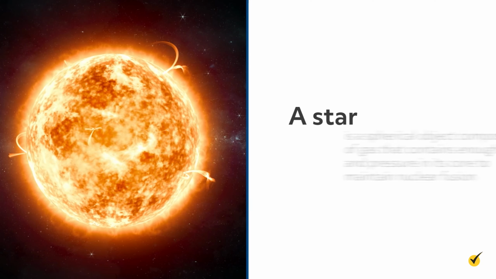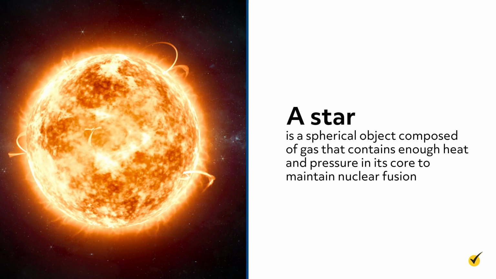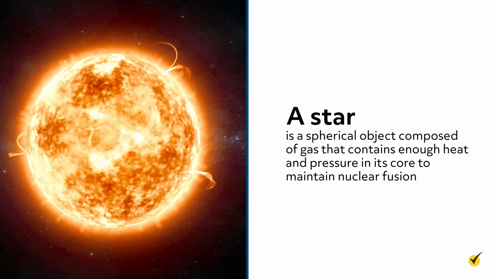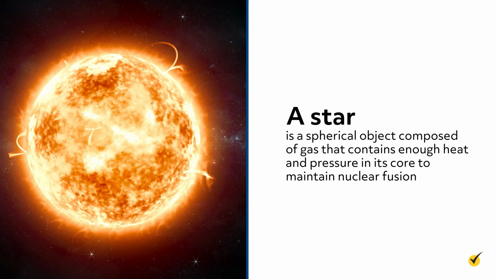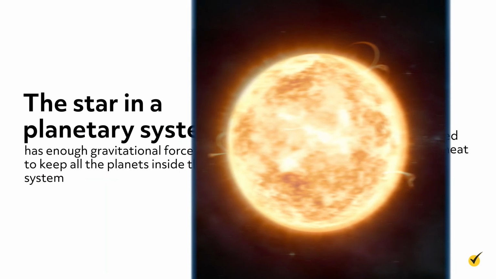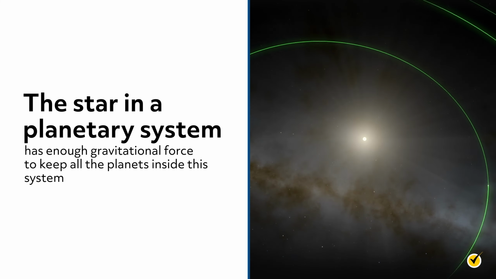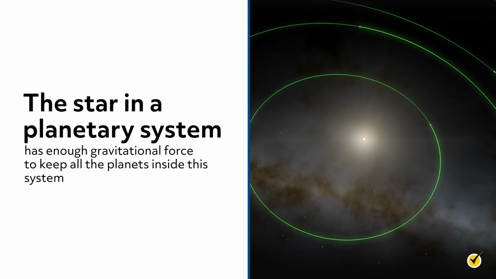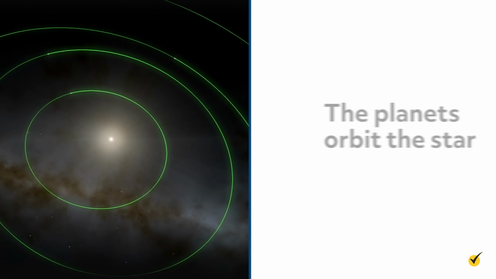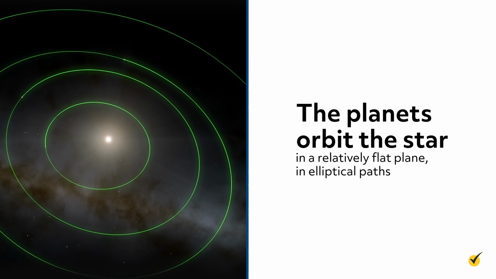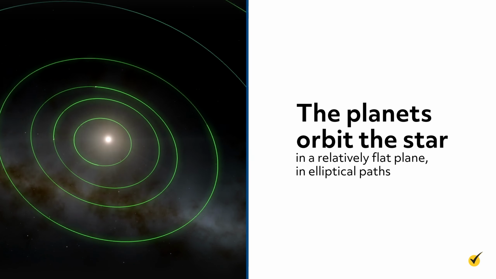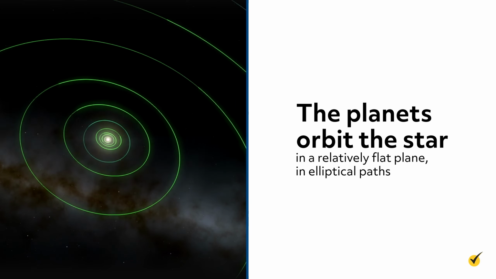A star is a spherical object composed of gas that contains enough heat and pressure in its core to maintain nuclear fusion. The star in a planetary system has enough gravitational force to keep all the planets inside this system. The planets orbit the star in a relatively flat plane, in elliptical paths.